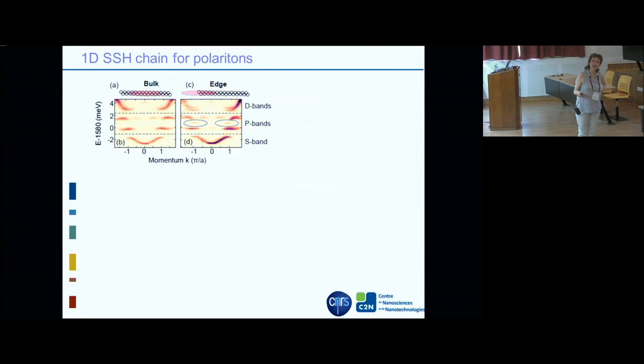So now I come to experiments. We use an elongated elliptical excitation spot that we can position really far from the edge, so just looking at the bulk.